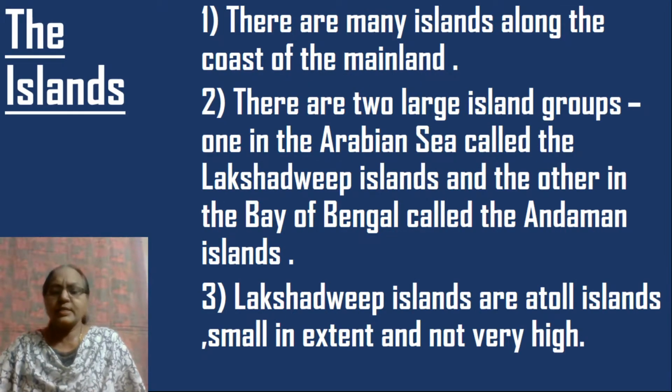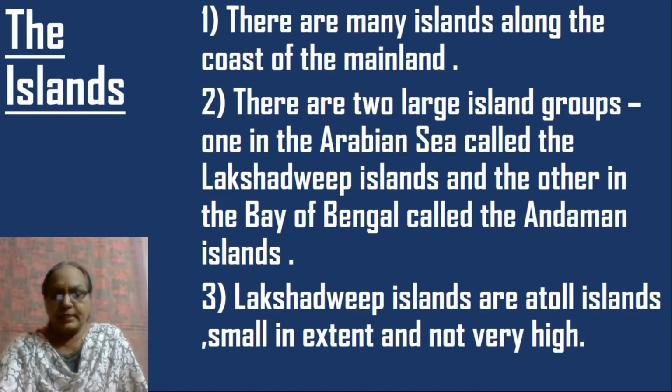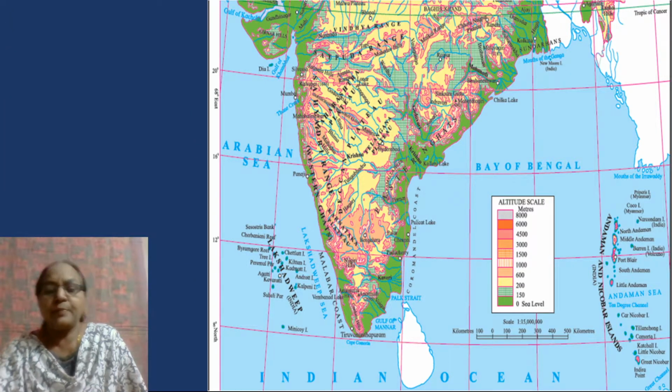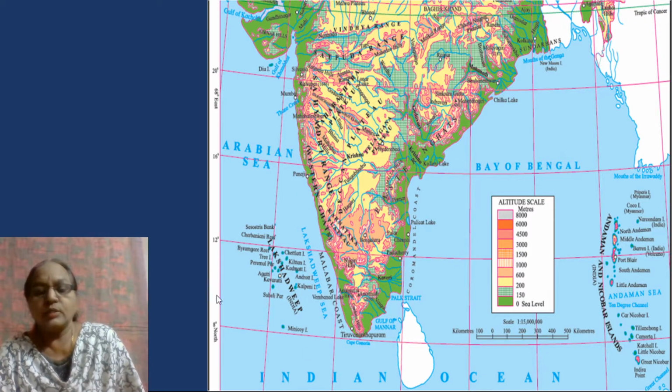Now next we come to islands. So let's get back to the map. Now what are these islands which you see in the Arabian Sea called? They are known as the Lakshadweep Islands. Now Lakshadweep Islands are atoll islands. They are small.